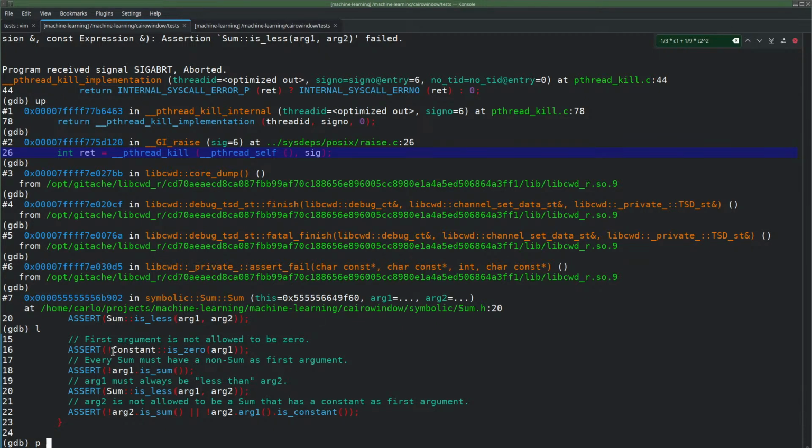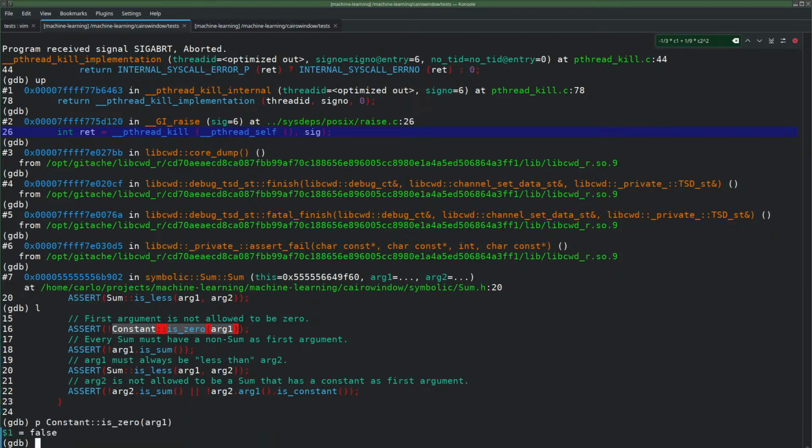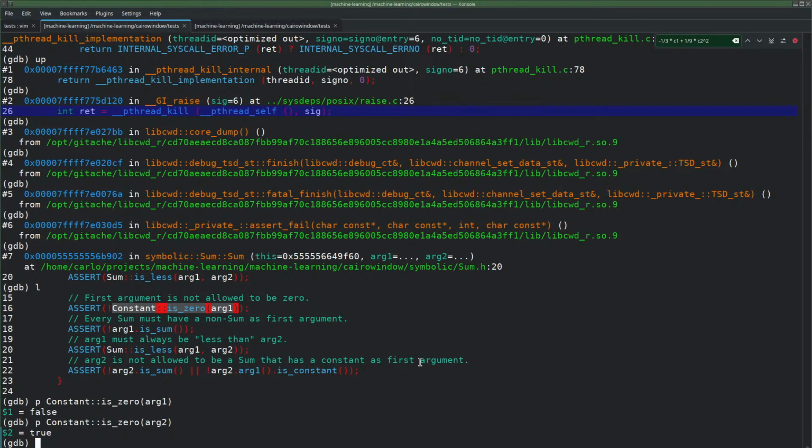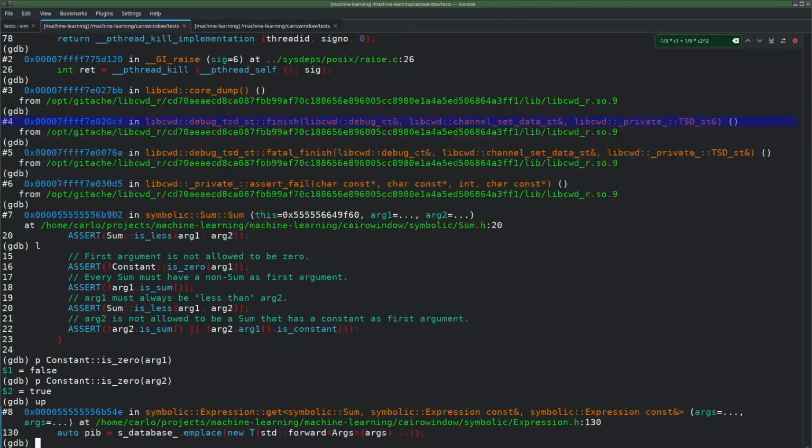Don't think I can print this. Can print it. What about that? Yay, I can just print it. Okay, sure. This is creating a t with the second argument equal to 0, where t is a sum. And that is not allowed.